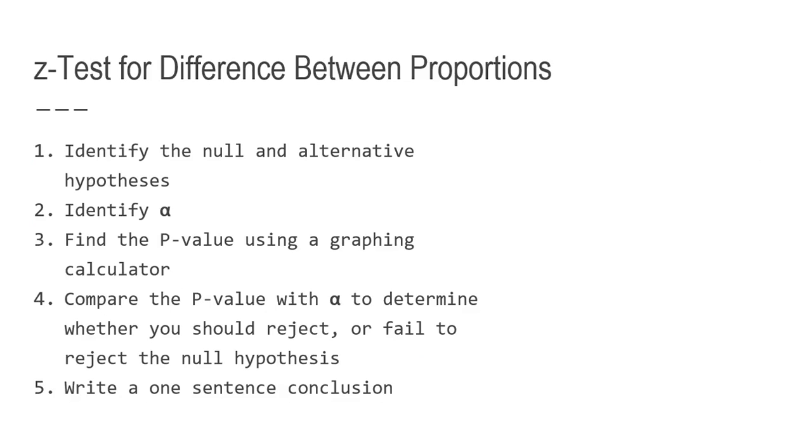So here are our steps, very similar to what we did in the last unit. Identify our null and alternative hypotheses, identify the alpha, find the p-value on the calculator, compare p with alpha, same rules. If it's less than, we reject. If it's greater than, we fail to reject, and then write a one-sentence conclusion.